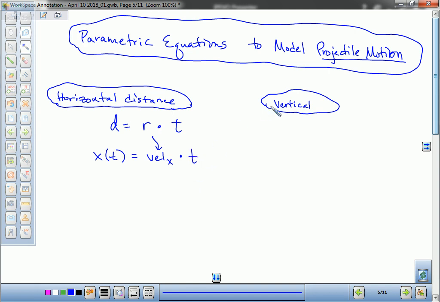Now, our vertical movement, our vertical distance, generally when we talk about a vertical distance, we refer to height. And when we're talking about the height of a projectile in motion, that height depends on some things that affect it on this earth. Gravity. We do have gravity. We have the initial velocity of the object, v naught, and then we have the initial height of the object.